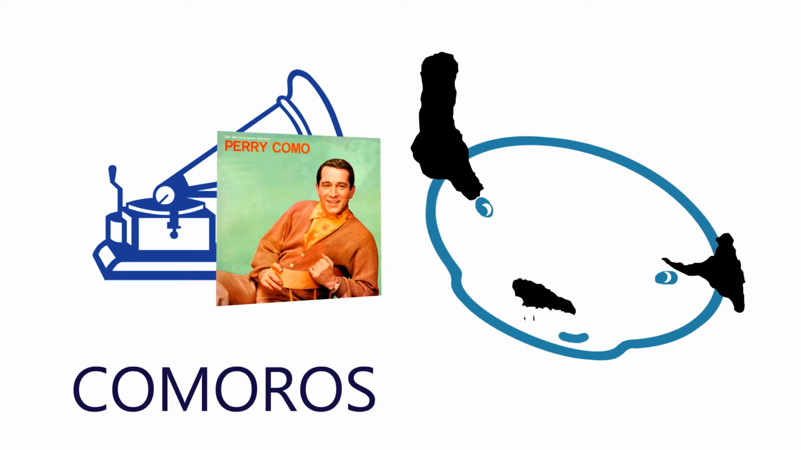Here's another island nation, and I just look at those and I immediately see a dog's face. And the dog has his ear perked up, listening to his master's voice on the gramophone. He's listening to beloved crooner Perry Como for the Comoros. So the dog listening to Perry Como is Comoros.